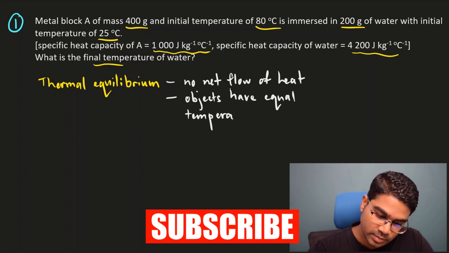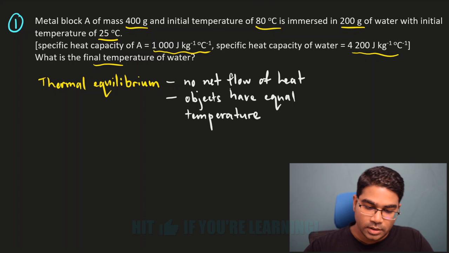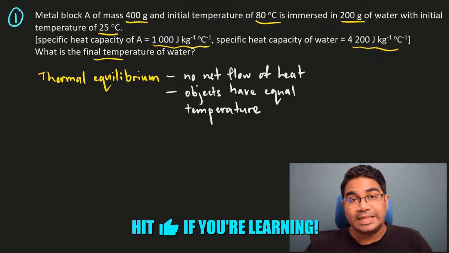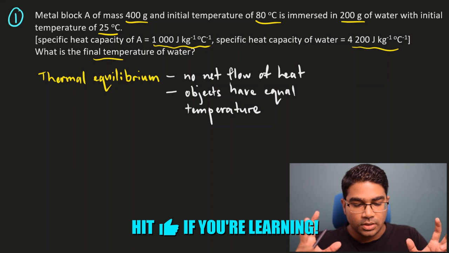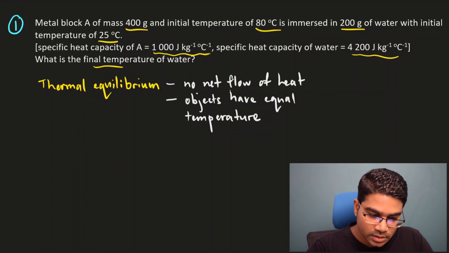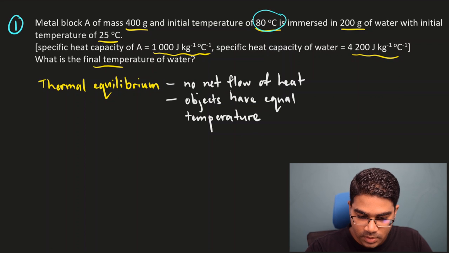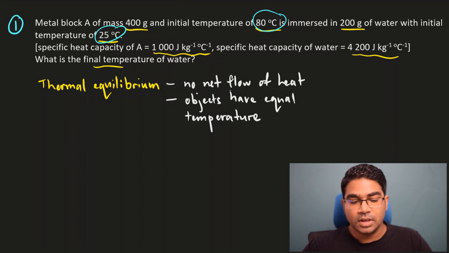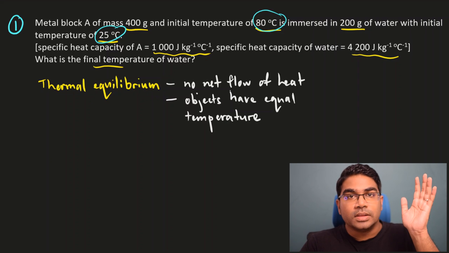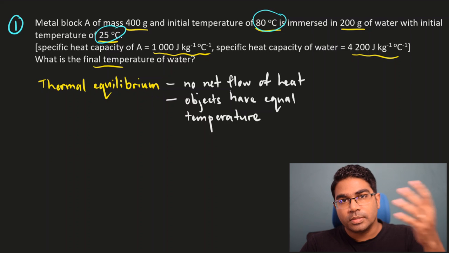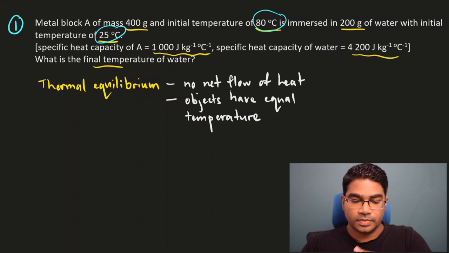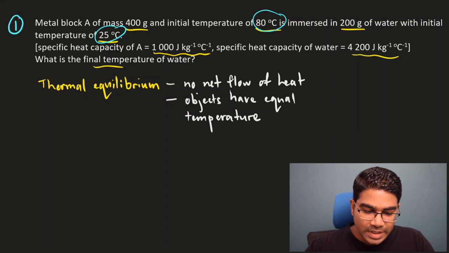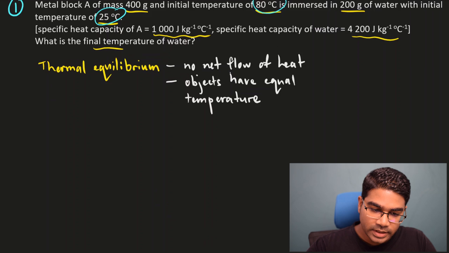So when thermal equilibrium has been reached, now we can measure the heat change in each object. So in this case, we started with the hotter object being A with 80 degrees Celsius, and then we have water with 25 degrees Celsius. So there is going to be a net flow of heat in the beginning from the metal block A into the water, from the hotter object into the colder object. So this is the net flow of heat, which means A is going to lose heat and water is going to gain heat. So let's start with that.